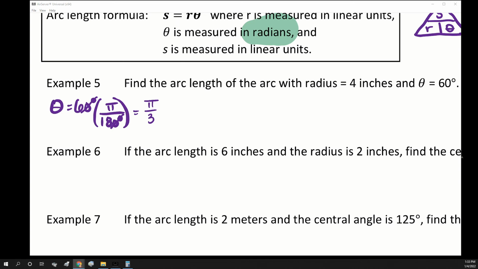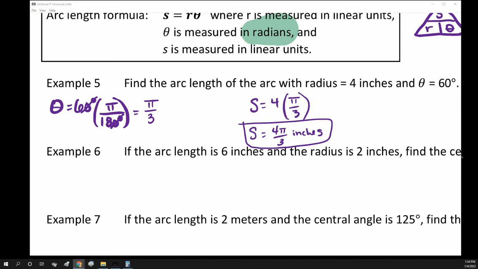Okay, and then to find the arc length, to use the formula, I'm just going to multiply my radius by that angle. Okay, and then remember to multiply fractions, we just multiply across the numerators, which is 4 pi, and across the denominator, which is 3, and then that's going to be in inches, just like the radius was in.